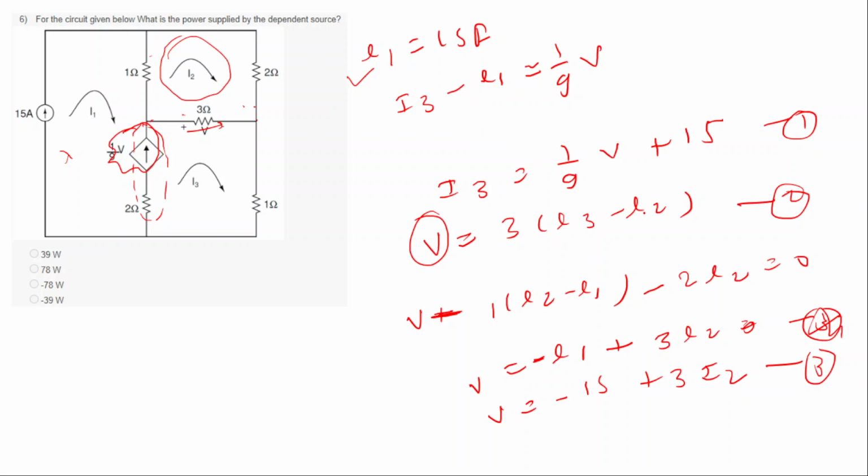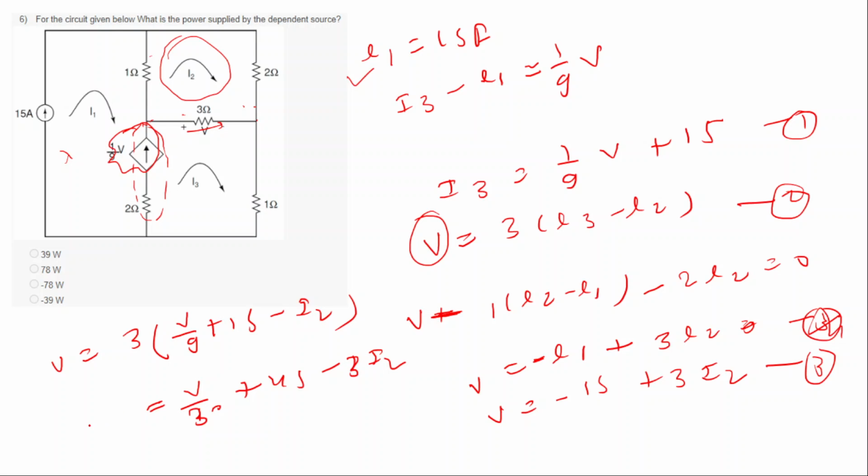And I3 also we can write in terms of V only. So I3 from here we can write, V equals 3 times I3, so we can write V by 9 plus 15 minus I2. So it will become V by 3 plus 45 minus 3 times I2. Okay, this will be equal to V.